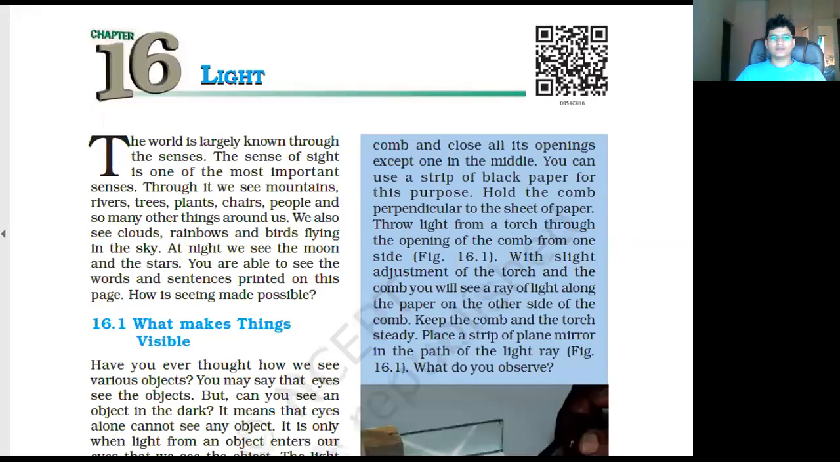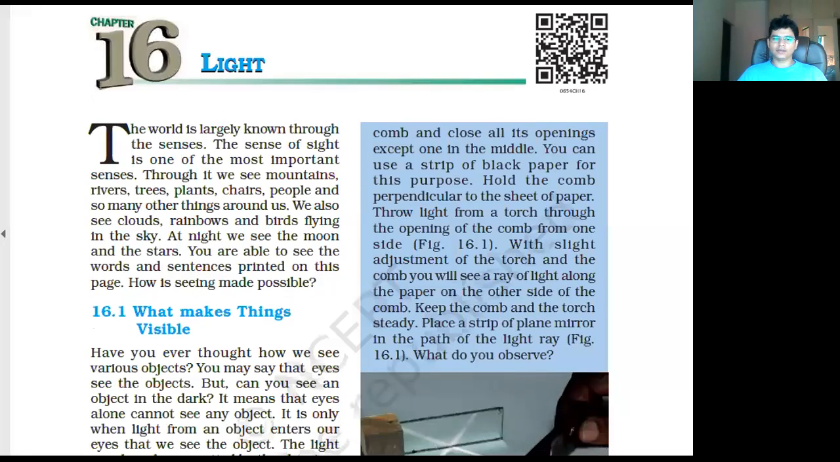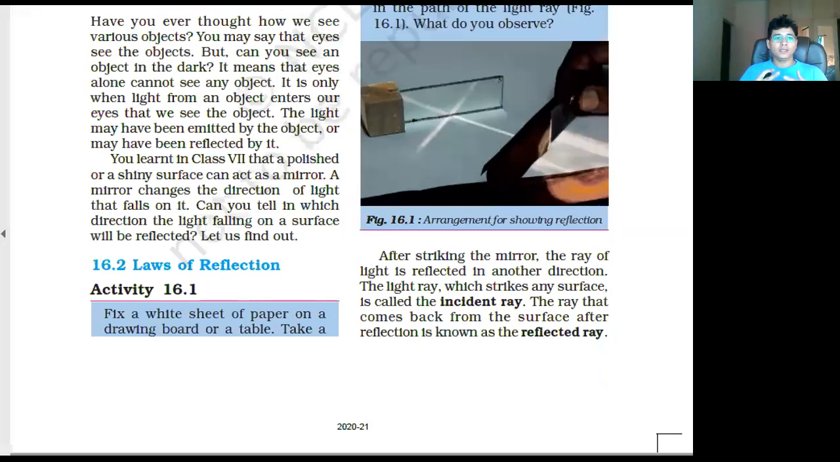Now let's recall what we have studied in light. When we talk about the chapter, first we talked about what is light. We saw what light is: is it a particle, a wave, energy, what? Then we talked about the phenomena associated with light, which are reflection and refraction. We studied both these phenomena.